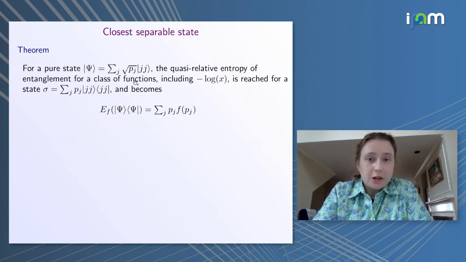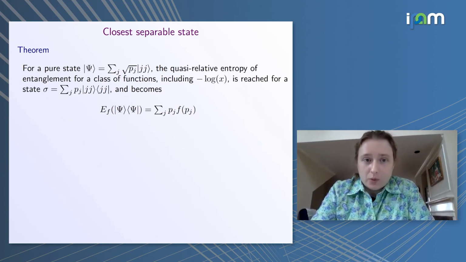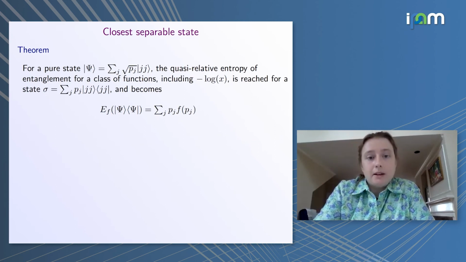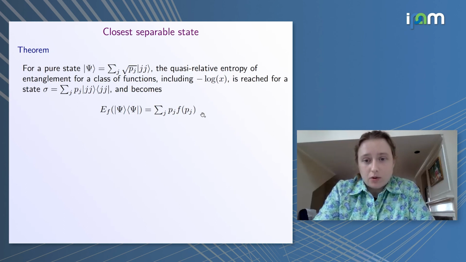Now, if you take just any pure state, the quasi-relative entropy for some large class of functions, I'll tell you in a second what that class is, but that class includes the negative log, then it is reached again by the same state as it is for the relative entropy. And the expression becomes the sum of p_j times f at point p_j. So if you plug in minus log, that's exactly what you got previously.